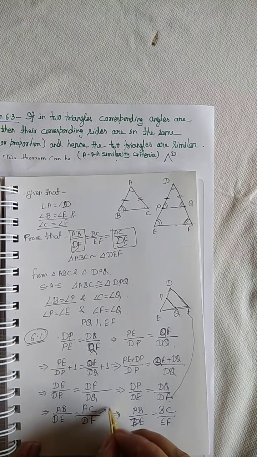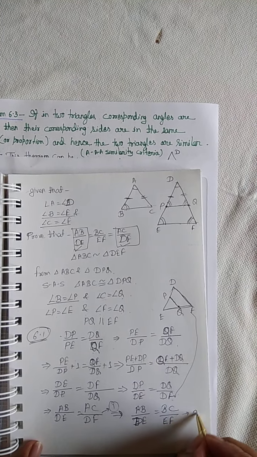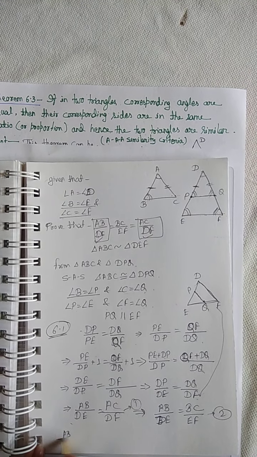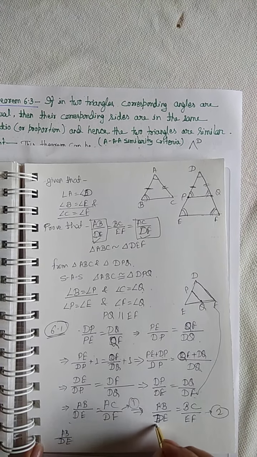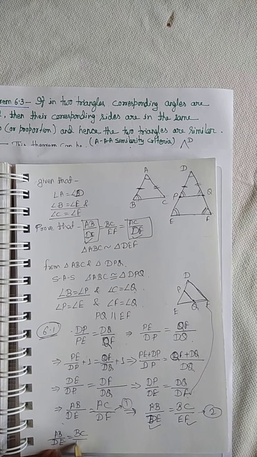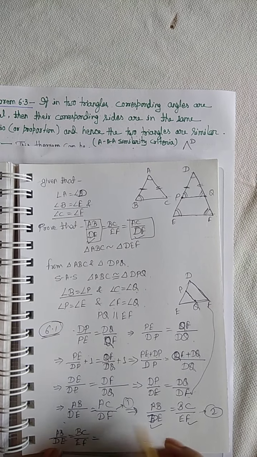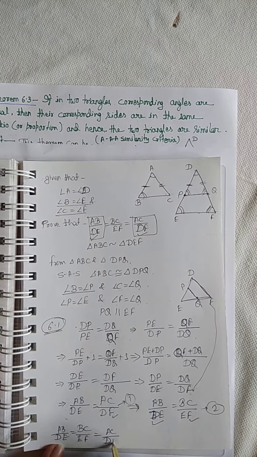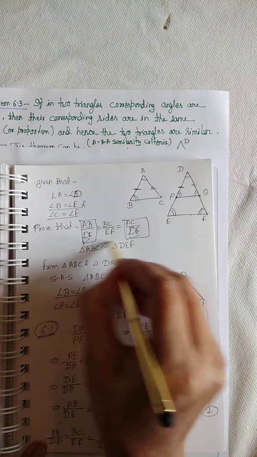Fine. So if we join equation 1 and equation 2, we can say that AB by DE equals BC by EF equals AC by DF. The same thing we had to prove.